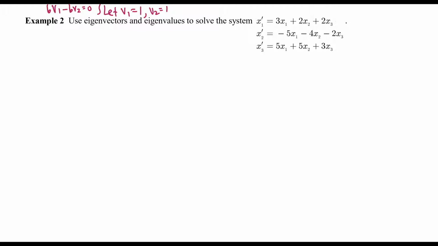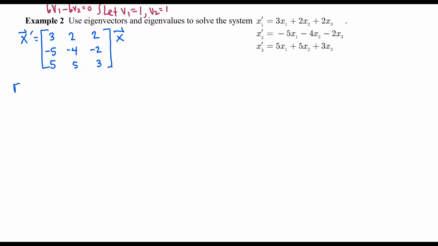So let's begin by rewriting this in matrix form. X bar prime equals, we're determining our coefficient matrix A. Looks like it has constants 3, 2, and 2, -5, -4, and -2, 5, 5, and 3. Because we have 3 equations in 3 variables, we should expect 3 eigenvalues and 3 eigenvectors. So we need to find our eigenvectors.